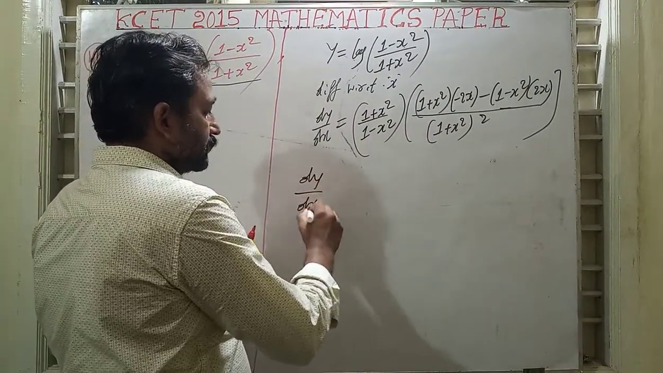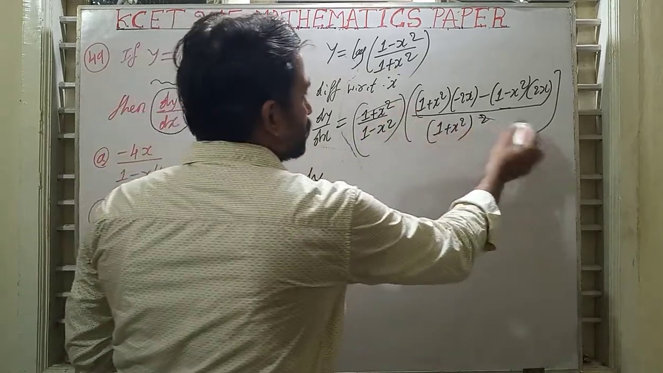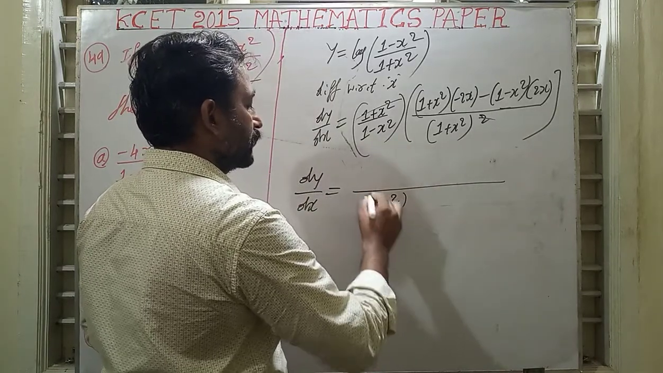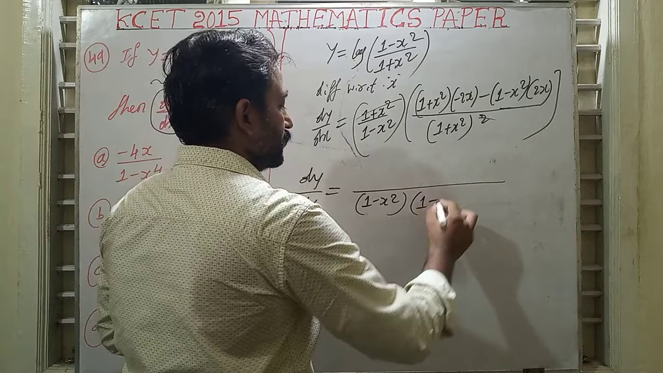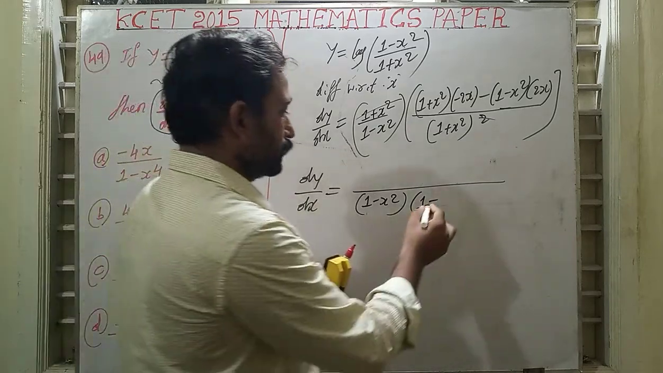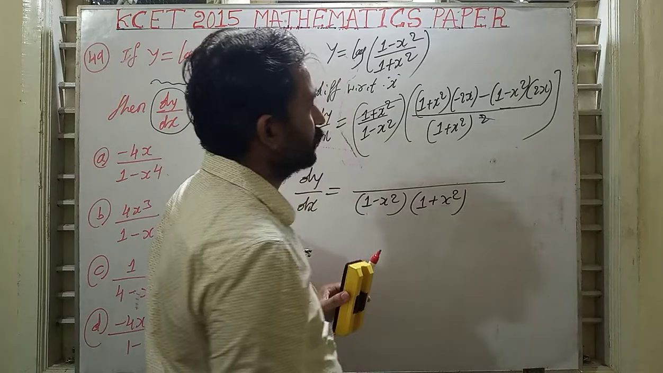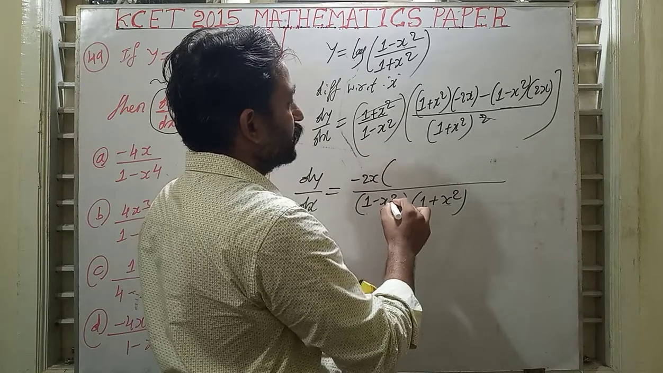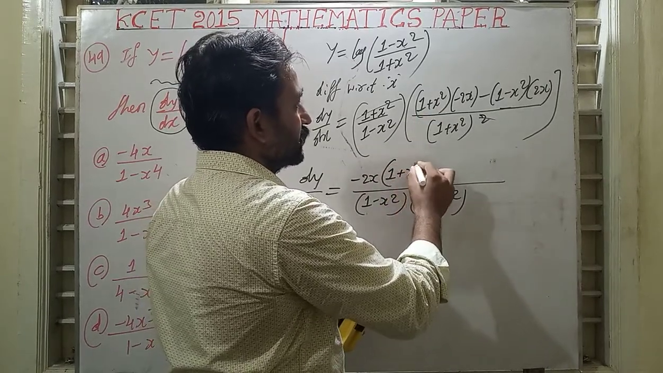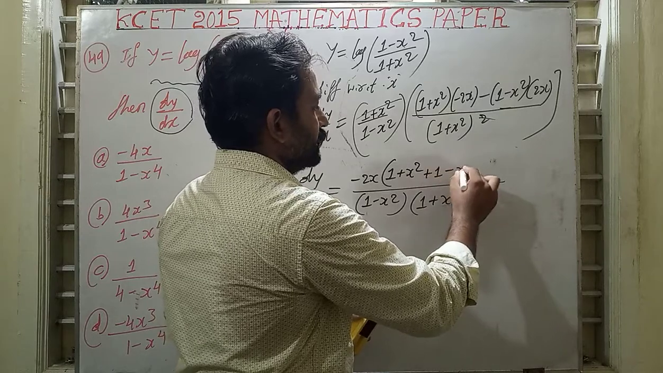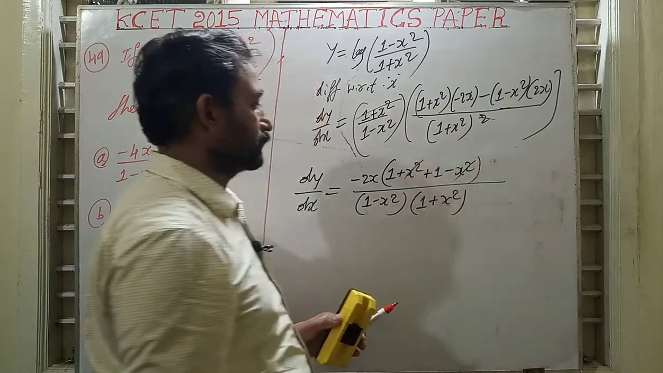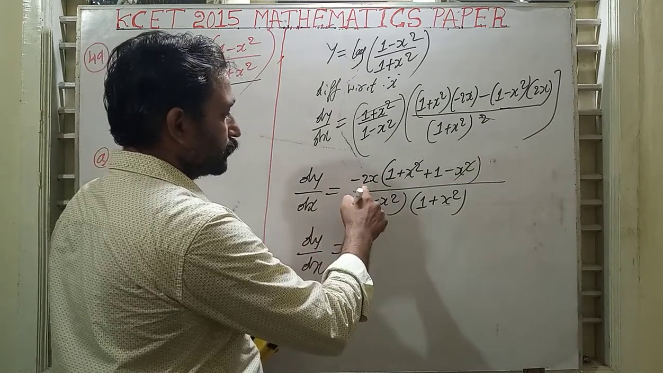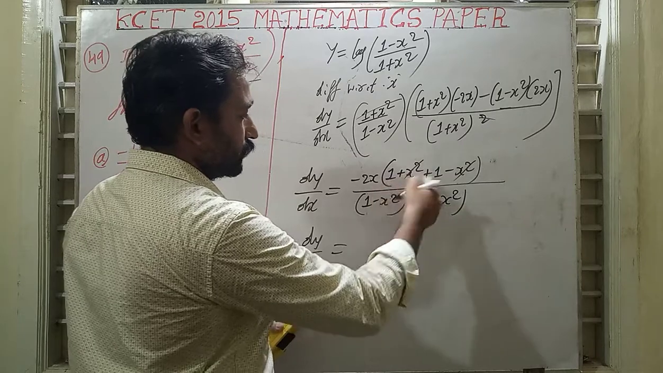dy by dx is equal to, here 1 plus x square cancels. So remaining in the denominator is 1 minus x square, which is in the form of (a plus b) into (a minus b). It can be written as a square minus b square in the next step. So 1 plus x square. In the numerator, take minus 2x common outside both the two terms. Taking minus 2x outside, the first term remaining is 1 plus x square, the second term remaining is plus 1 minus x square. Here simplify this. Minus x square plus x square cancel each other. So now dy by dx becomes minus 2x times, here plus 2 is there.